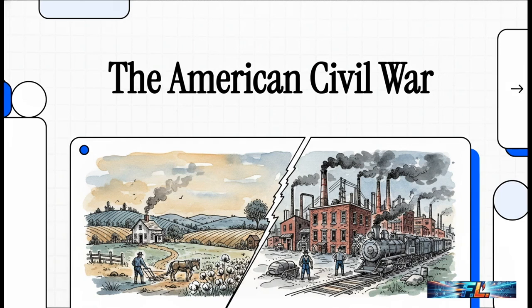Today, we're diving into what is, without a doubt, the greatest tragedy in American history. We're talking about a conflict that took more American lives than any other. It was a war that really pitted two different worlds against each other. You had the past versus the future, the farm against the factory, the South against the North. So, how on earth did it all happen?